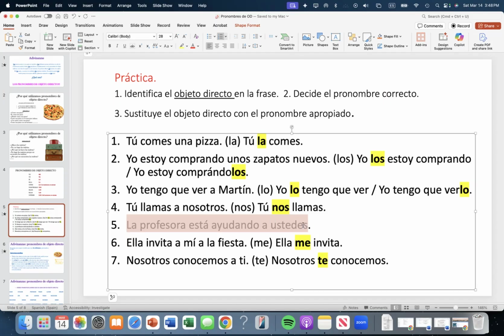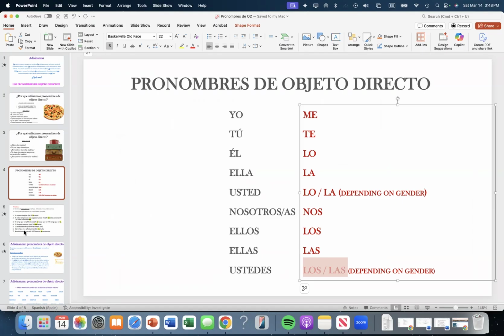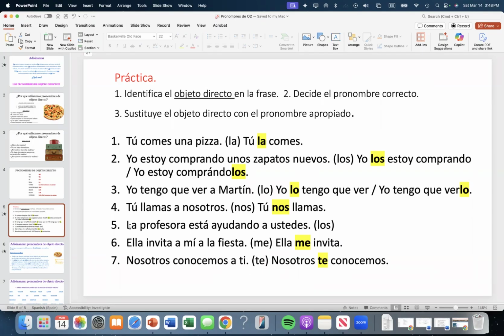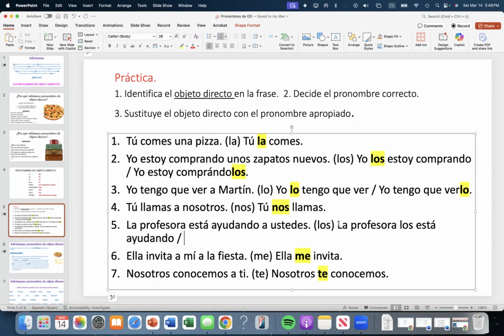And then for number 5, la profesora está ayudando a ustedes. Ustedes is your direct object, so let's make it a mixed group. That would be los, right? If we go back to the chart here, ustedes should be replaced with either los or las, depending on the gender of the group. Let's assume this is a mixed group of students being helped by this professor here. La profesora está ayudando a ustedes, so replace that ustedes with los. And the resulting statement would be, la profesora los está ayudando. But we can also say, la profesora está ayudándolos. You choose where you place your pronoun when you have two verbs, either before the first conjugated verb or after the second verb. All right, so far so good.